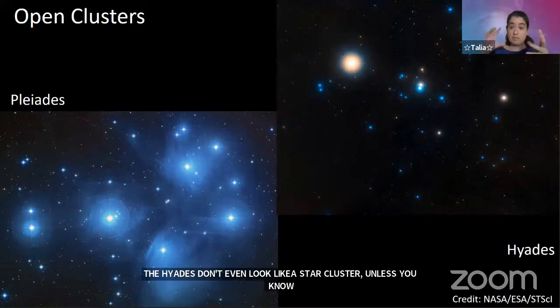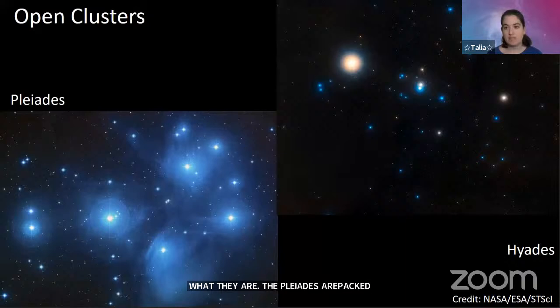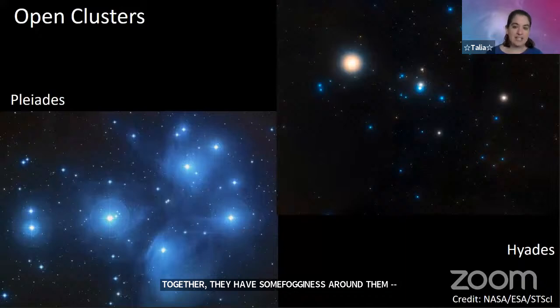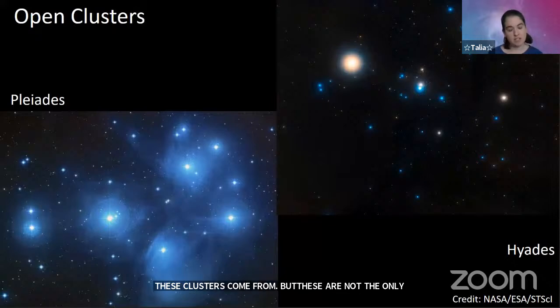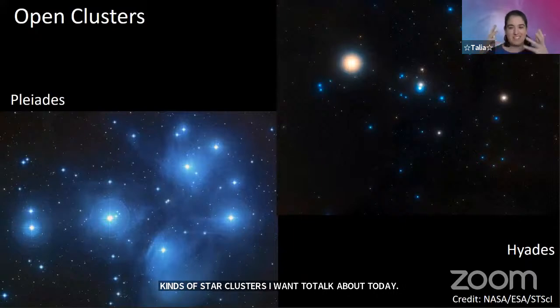They've got a little bit of wispy cloudiness around them. We will talk about why that is and where these types of clusters come from in a little bit. But these are not the only kind of star cluster that I want us to talk about today. So there are two major types of star clusters. There's more than two types, but there's two major types, and then the other ones are sort of somewhere in between the two, really. So this is an open cluster.